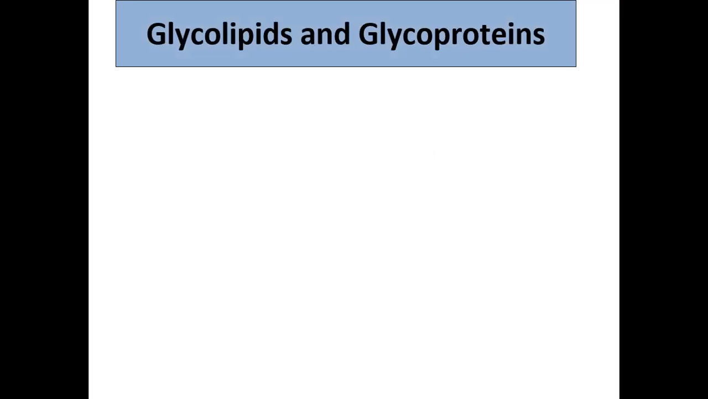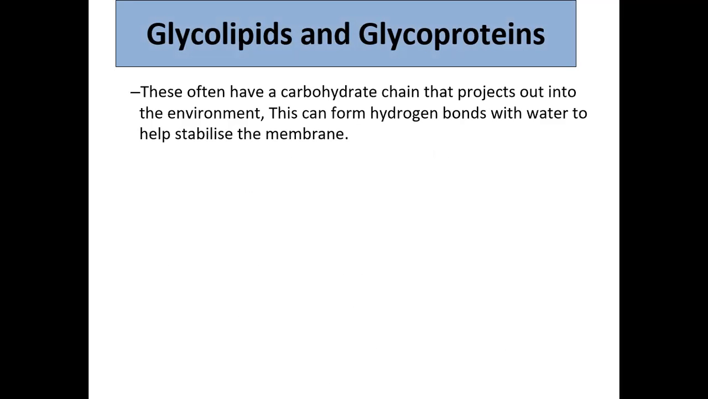So you've heard me mention glycolipids and glycoproteins, so we're going to actually have a look at what they are in a bit more detail. Glycolipids and glycoproteins are those ones that have the carbohydrate chain that projects out into the environment. What this is able to do is form hydrogen bonds with water to help stabilize the membrane. When we were talking about hydrogen bonds the other day, hydrogen can form those bonds with oxygen. So the oxygen in water is what you can form the hydrogen bond with.